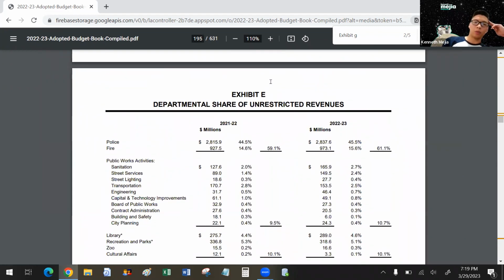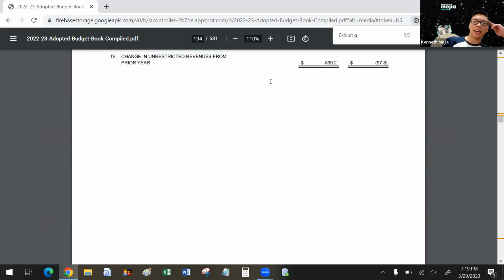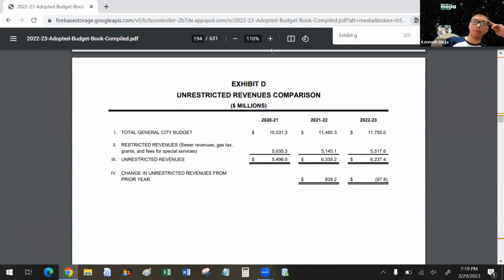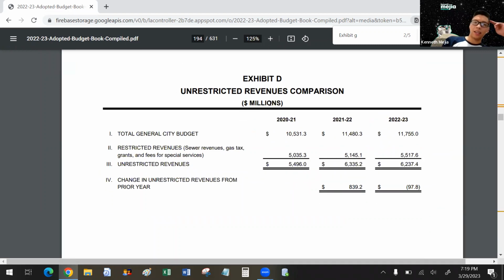The other thing I wanted to tell you all about is Exhibit E and Exhibit D. So Exhibit D and Exhibit E, they're pretty related. And the other thing you should know about how the city budget is funded is it's funded by revenues. And there are two types of revenues that make up the city's budget. There are unrestricted revenues, and then there are restricted revenues. Unrestricted revenues are discretionary funds that could basically be spent on any city purpose.